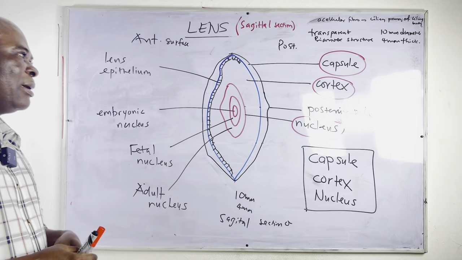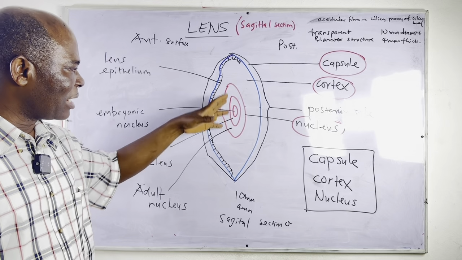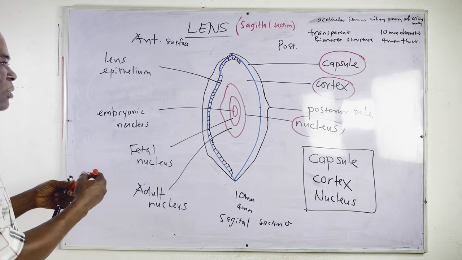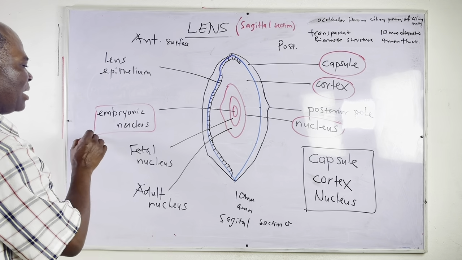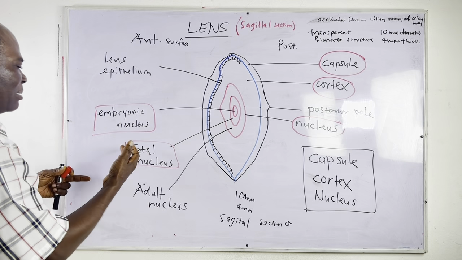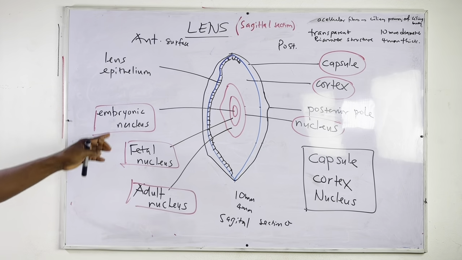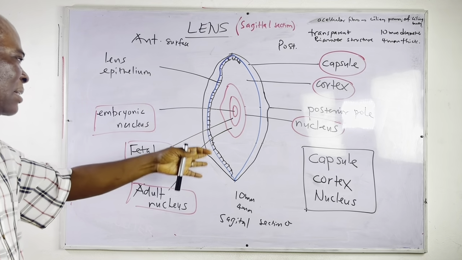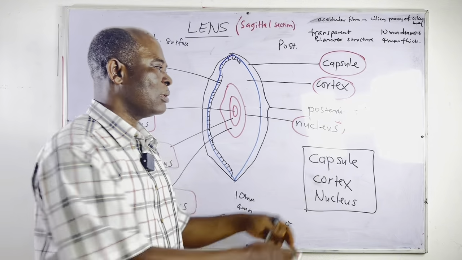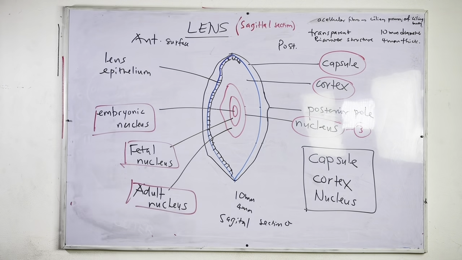Now, if you take the innermost layer, which is the nucleus, it's further about three layers again. The innermost of that is the embryonic, followed by the fetal, and then you come to the adult. So at least it goes in that order. The innermost is the embryonic, the next layer is fetal, then the next layer the adult nucleus. So you can subdivide the nucleus into what? 3 parts. So think 3. This can also be done. And so that is all.